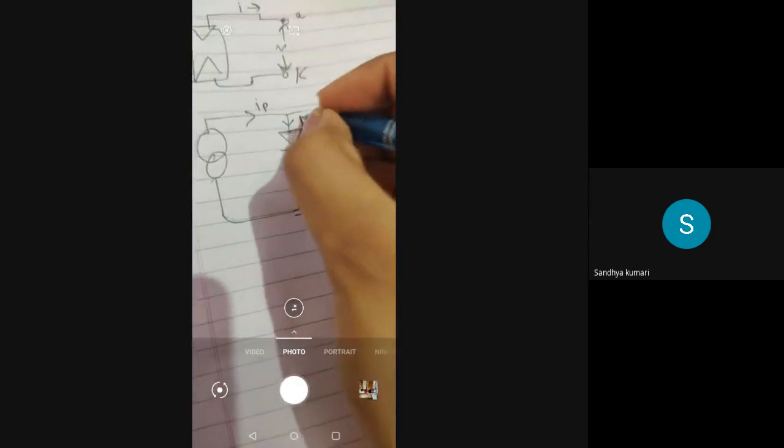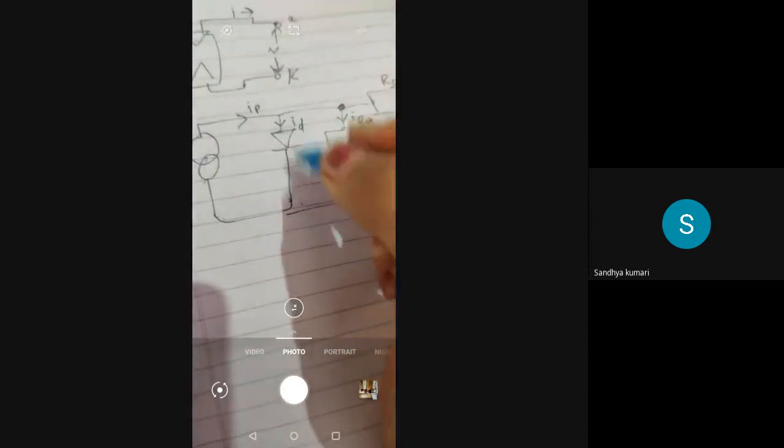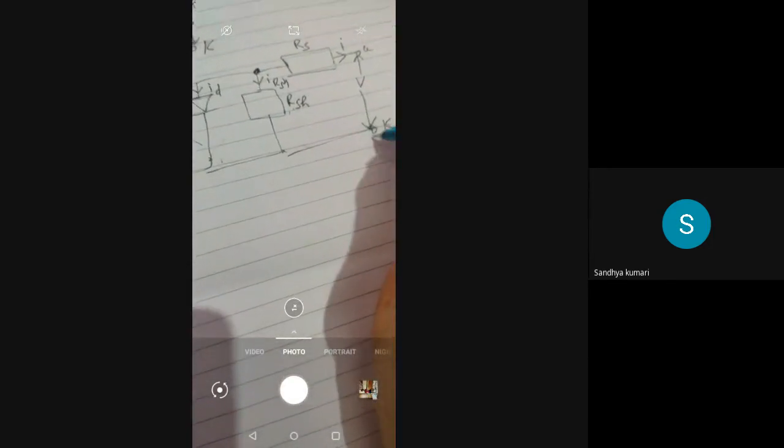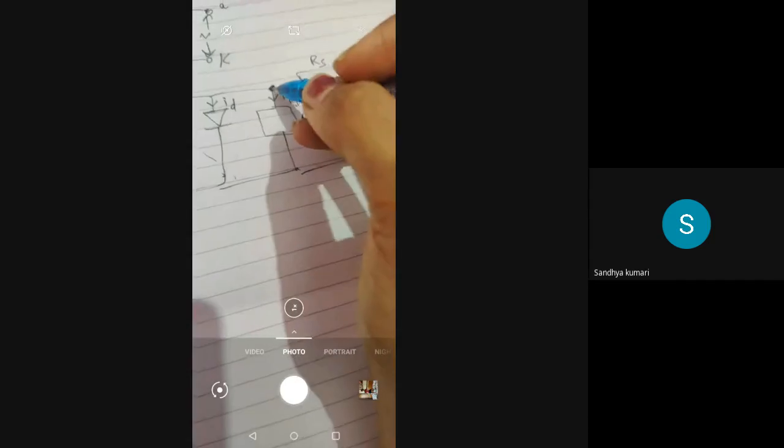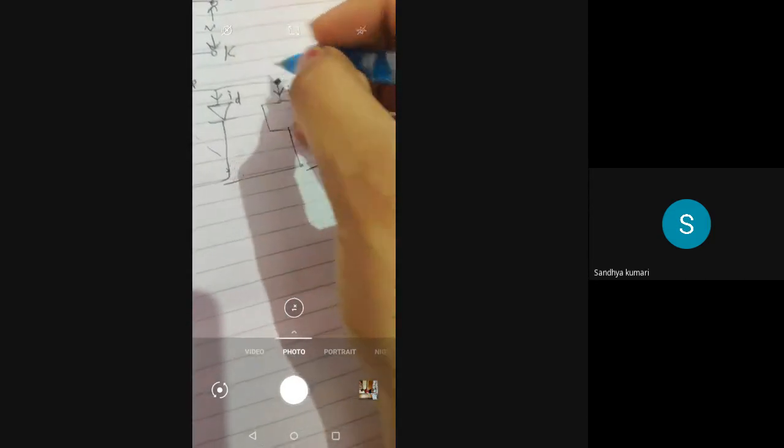Here the current is ID. The current is divided over here, that is the IP current, and the current that is going through this diode we are going to denote by ID. So this is the voltage V, and the voltage across this branch will be IRS. So the total voltage across this point will be V plus IRS.